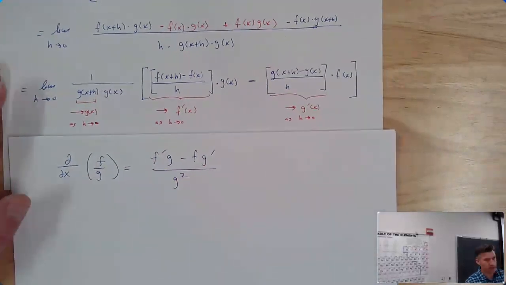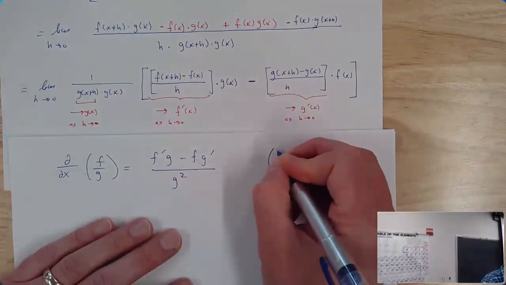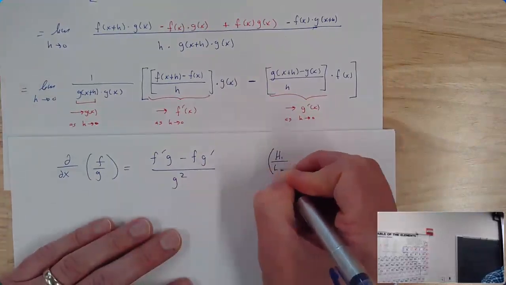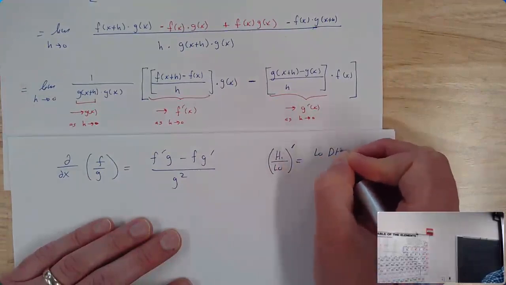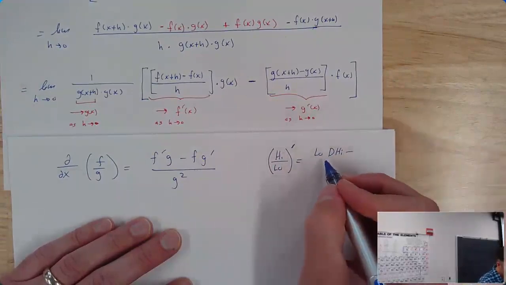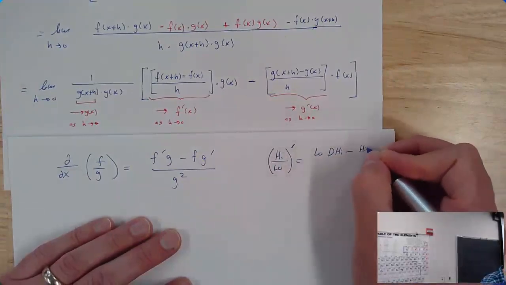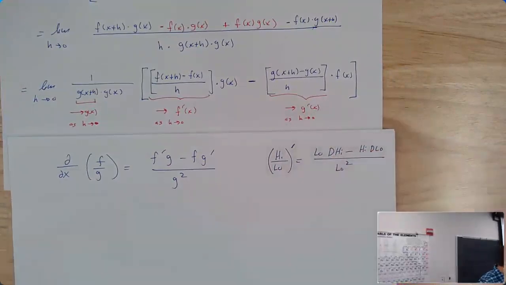People use a mnemonic device for this. People like to say that if you have high over low, the derivative of that is low d high, where d means derivative of. So bottom thing times the derivative of the top, minus top times the derivative of the bottom, or high d low, all over low squared.